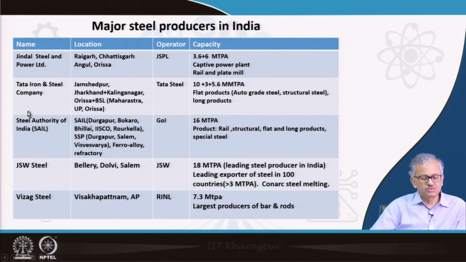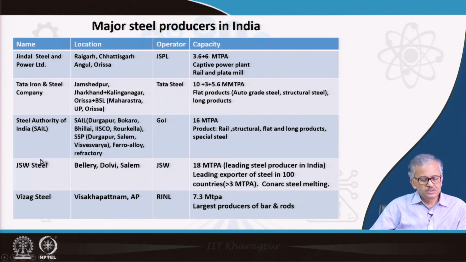Then we have the Steel Authority of India, that is SAIL. SAIL has units at Durgapur, Bokaro, Bhilai, IISCO and Rourkela. They also have some special steel plants, that is the Alloy Steel Plant Durgapur, the Special Steel Plant in Salem, and Visvesvaraya steel plant in Karnataka. They have these plants because they have some ferroalloy plants and refractory plants also. This is all about SAIL and it is operated by the Government of India. Total production is around 16 million tons per annum, with products like rail, structural, flat, long products and special steels.